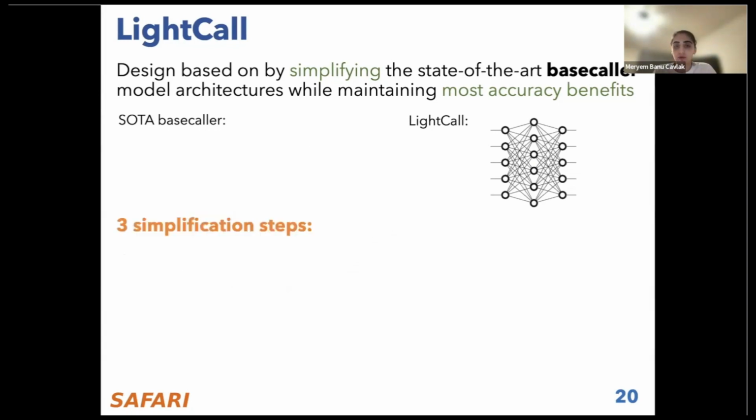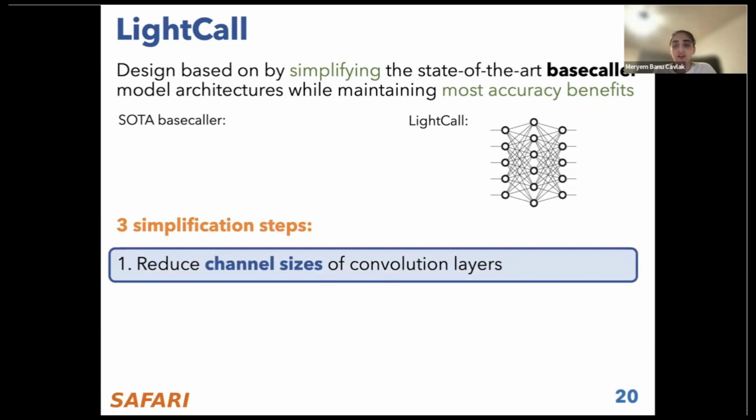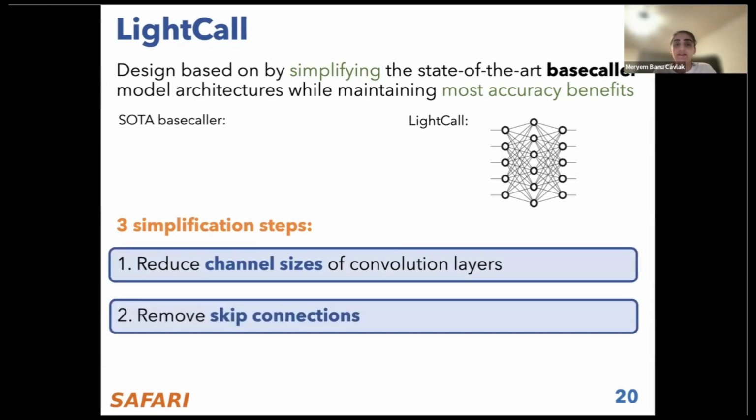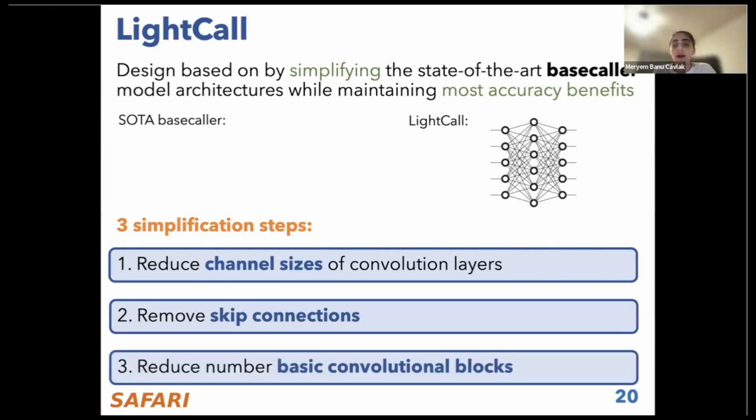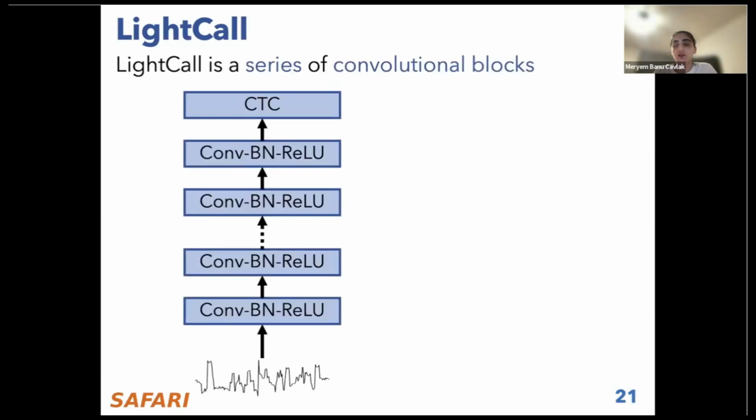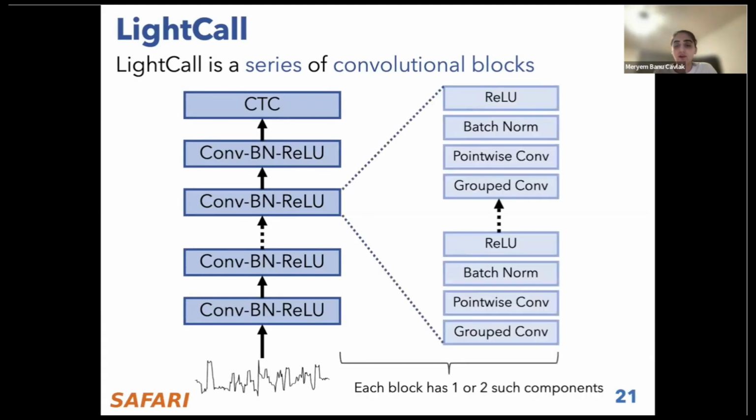And we do this simplification in 3 steps. First, we reduce the channel sizes of convolution layers. Then we remove skip connections that are present in the state-of-the-art base callers. And finally, we reduce the number of basic convolutional blocks compared to the state-of-the-art base callers. The final LightCall architecture is composed of repeated convolutional blocks, where each block has 1 or 2 units that include group convolution, point-wise convolution, batch normalization, and ReLU layers.